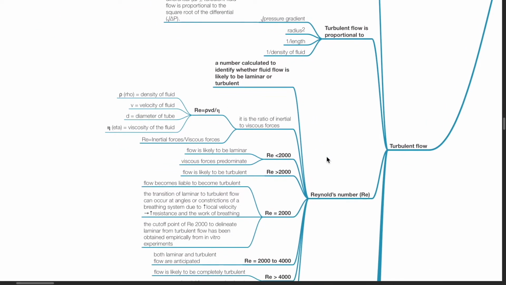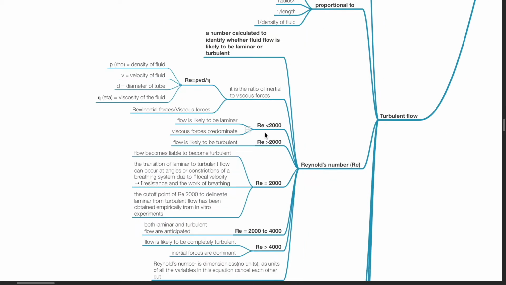Reynolds number is a number calculated to identify whether fluid flow is likely to be laminar or turbulent. It is the ratio of inertial to viscous forces, and the formula is Reynolds number equals rho v d divided by eta, where rho is the density of fluid, v is the velocity of fluid, d is the diameter of the tube, and eta is the viscosity of the fluid.